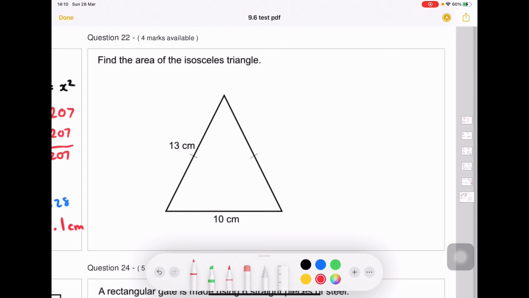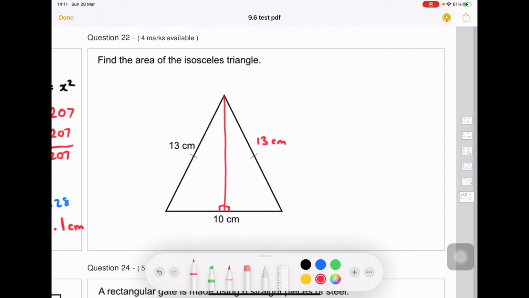Find the area of the isosceles triangle. So remember that this symbol means that the two lines are the same size, so they have the same length. 13 centimeters is here as well. Find the area of the isosceles triangle. So in order to work out the area, we need to work with right angle triangles. So I'm going to draw a line going through the middle of this isosceles triangle.